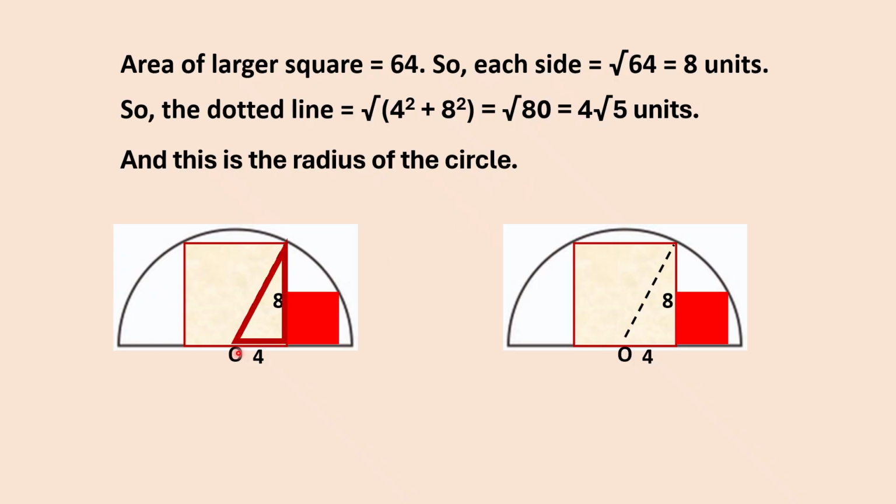What we are doing is drawing a dotted line from the center of the semicircle to the top right corner. This is the radius and also the hypotenuse of the blinking right angle triangle. The altitude is 8, the side of the square, and the base is 4, half of the side of the square. By Pythagoras theorem, the hypotenuse is 4 root 5, that is the radius of the circle.